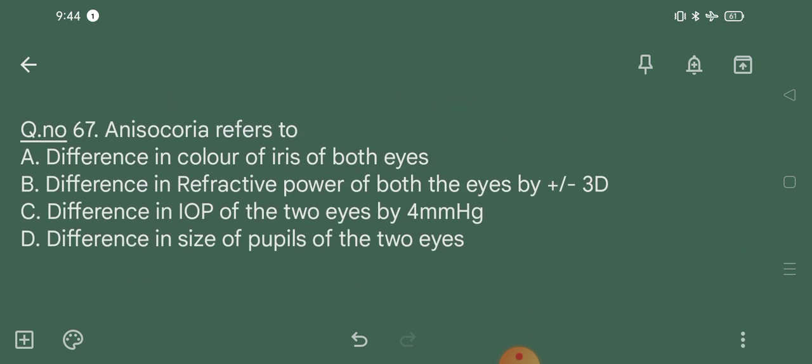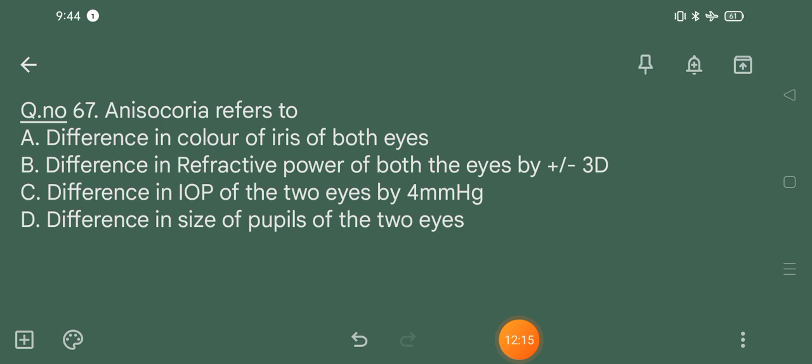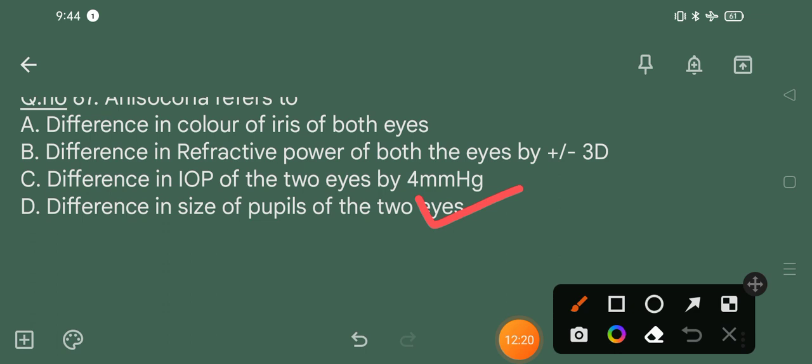क्वेश्चन नंबर 67. Anisocoria refers to option A, difference in color of iris of both eyes, option B, difference in refractive power of both the eyes by plus minus 3 diopter, option C, difference in IOP of the two eyes by 4 mmHg, option D, difference in size of pupils of the two eyes. The correct option is option D, that is difference in size of pupils of the two eyes.